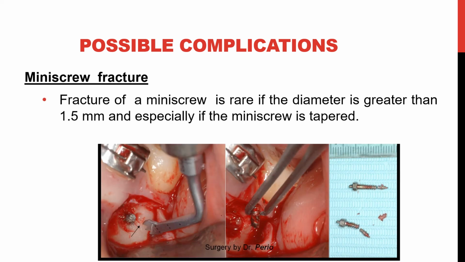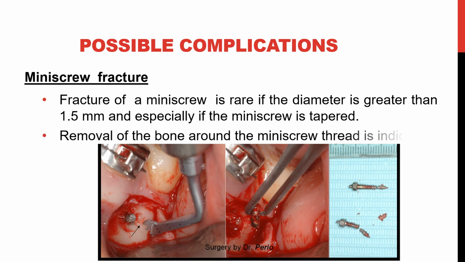Mini screw fracture remains another possible complication. However, it is rare if the diameter is greater than 1.5 mm, and especially if the mini screw is tapered. Removal of the bone around the mini screw thread is indicated in this case.